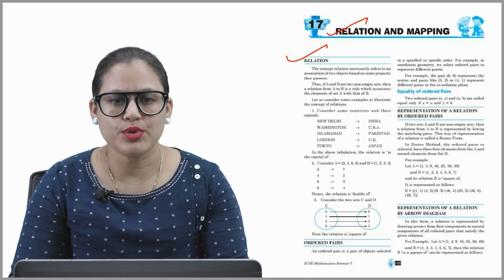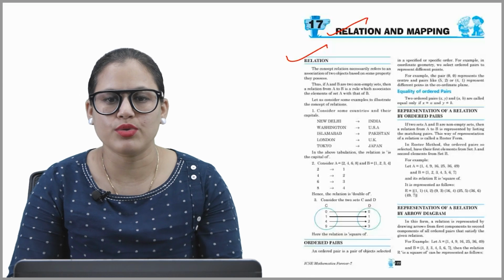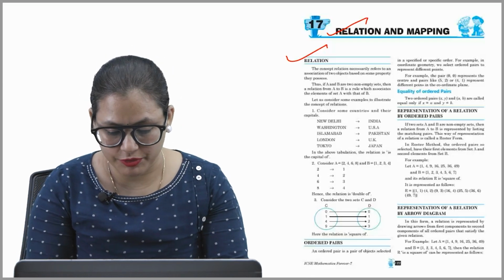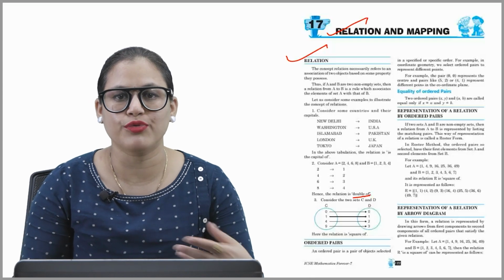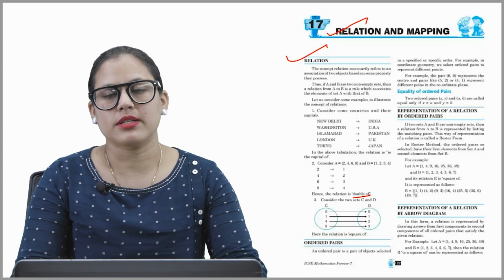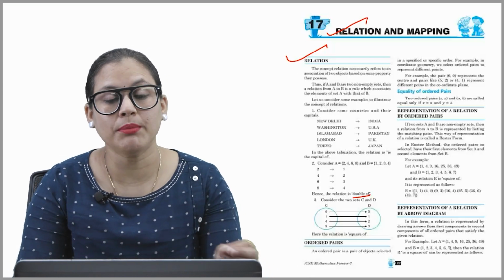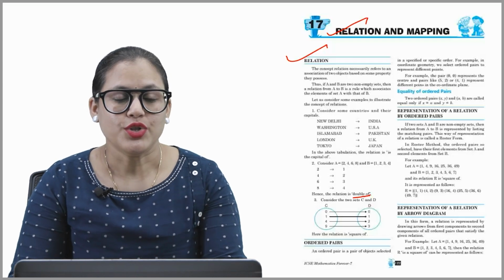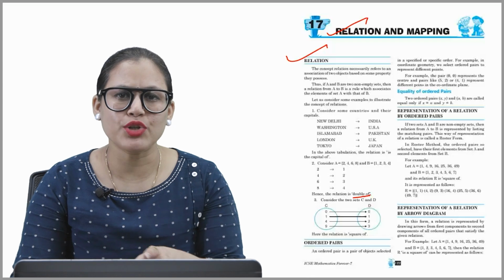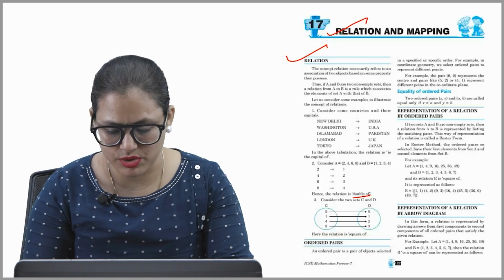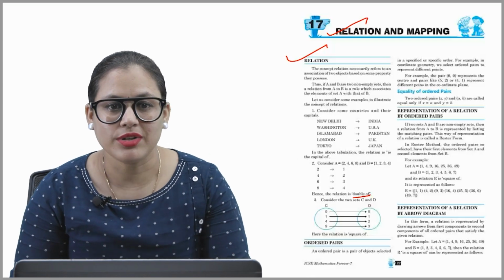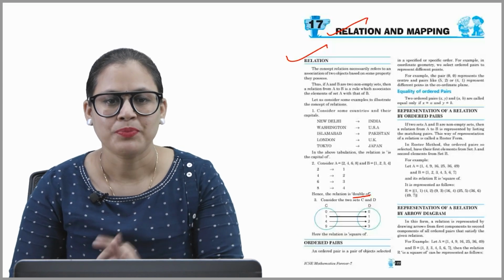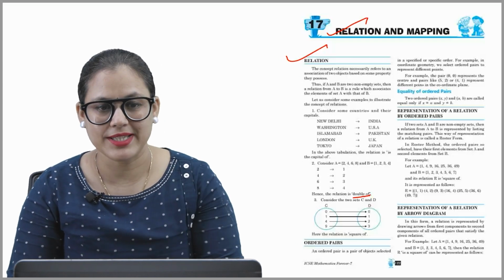Number 2, consider A equals 2, 4, 6, 8 and B equals 1, 2, 3, 4. Here the relation is "double of", means 2 is double of 1, 4 is double of 2, 6 is double of 3 and 8 is double of 4, right? Now number 3, consider the two sets C and D. Elements of C are 0, 1, 4, 9 and elements of D are 0, 1, 2, 3. So here the relation is "square of": 0 is the square of 0, 1 is the square of 1, 4 is the square of 2, right?